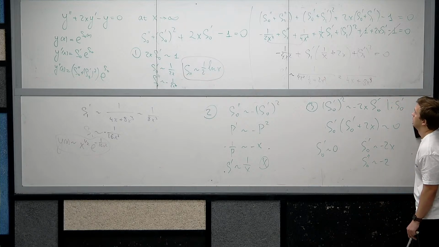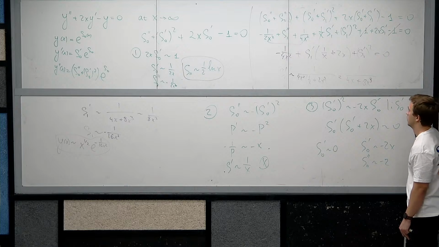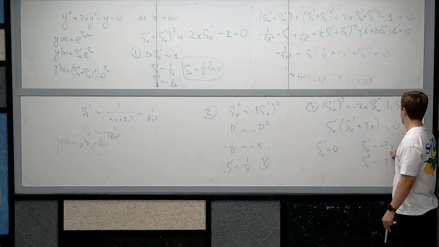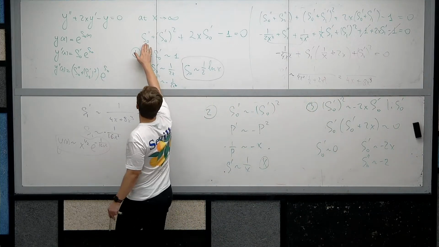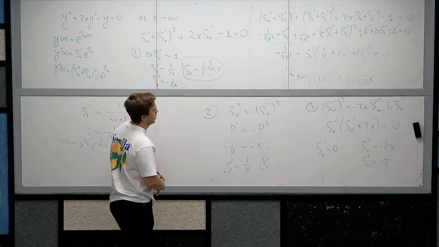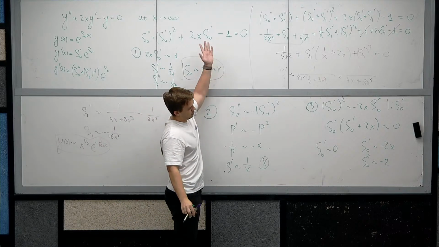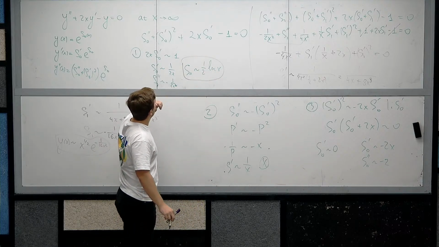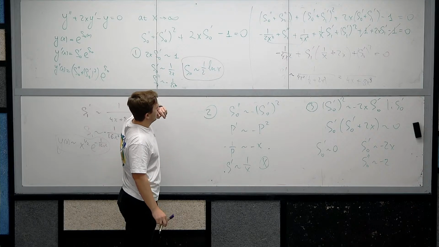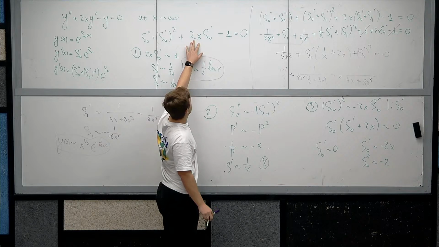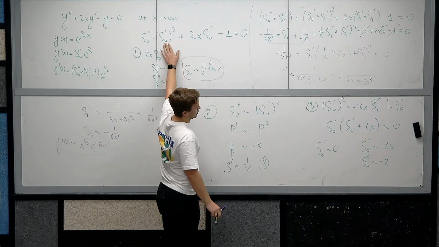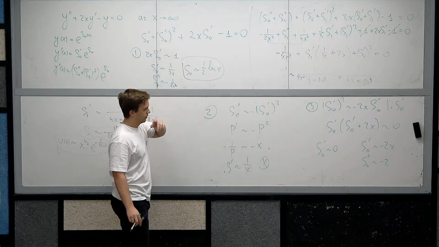So let's see. This one, S naught double prime, is just a constant, we can neglect it. Then one, also just a constant, that's true. And for this goes like x squared, and this also goes like x squared. So that's right, yeah, that one is right.